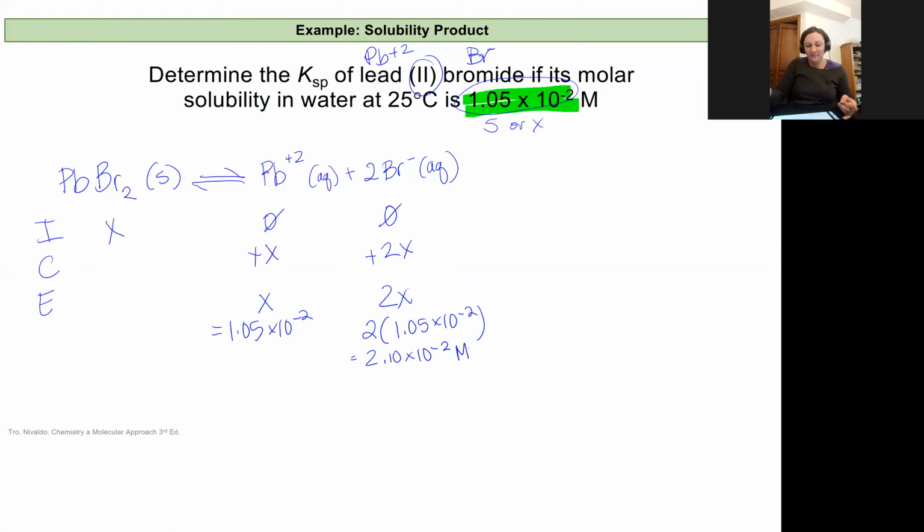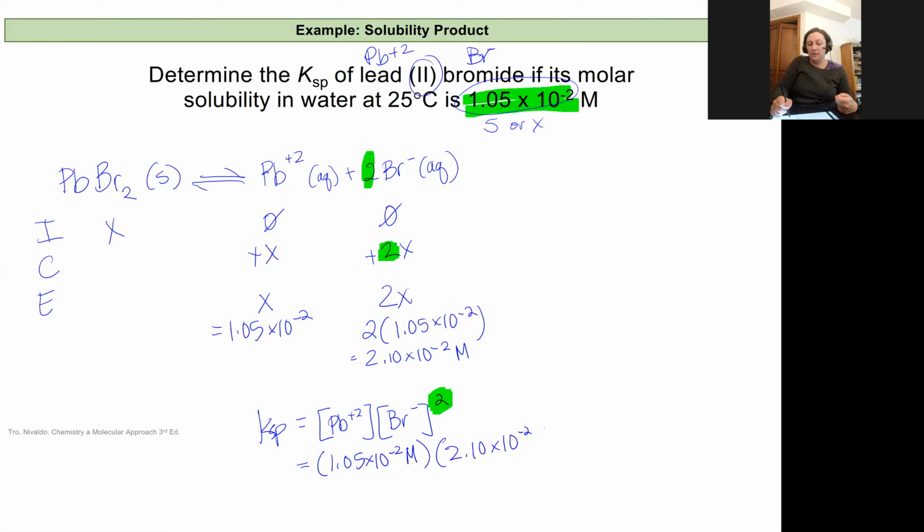Now to calculate the solubility product, I need to set up my equation for the concentration of my lead +2 and the bromide ions. And that's going to be squared because we have a 2 coefficient in front of the bromide. And so that 2 coefficient shows up here in our change, but it also shows up here in our expression for solubility product. So plugging in my values at equilibrium, I'm going to have 1.05 times 10 to the -2 molar times 2.10 times 10 to the -2 molar squared.